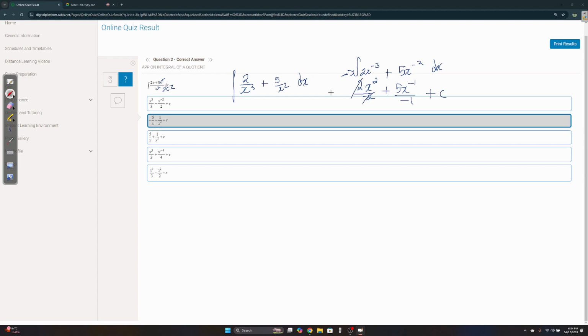2 over minus 2 cancel. You're going to be left with minus x to the power of minus 2. 5 over minus 1 becomes minus 5x to the power of minus 1, plus c. And then obviously if you want to take them down to make your power positive, it's going to become minus 5 over x minus 1 over x squared plus c. Okay.